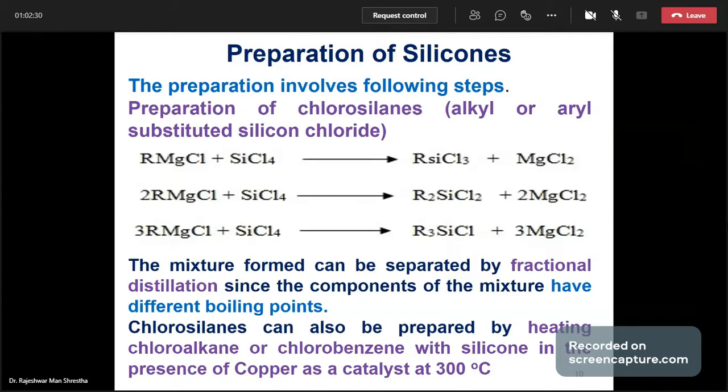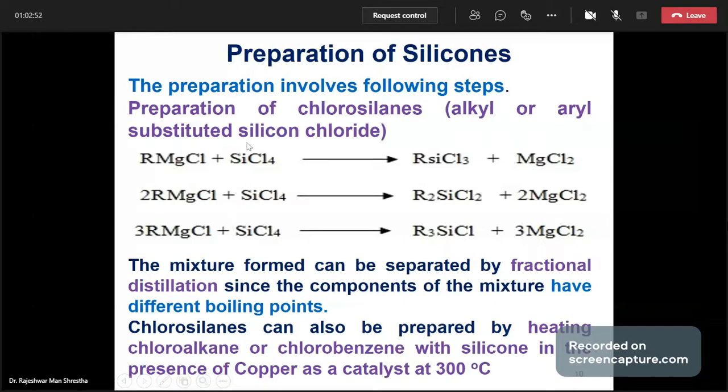Now let's start. We can prepare silicones in different ways. This is the most important topic in inorganic polymers, and it may be asked many times in the exam. We can prepare silicones, and it involves the following steps: the preparation of chlorosilane by the reaction between a Grignard reagent and silicon chloride.